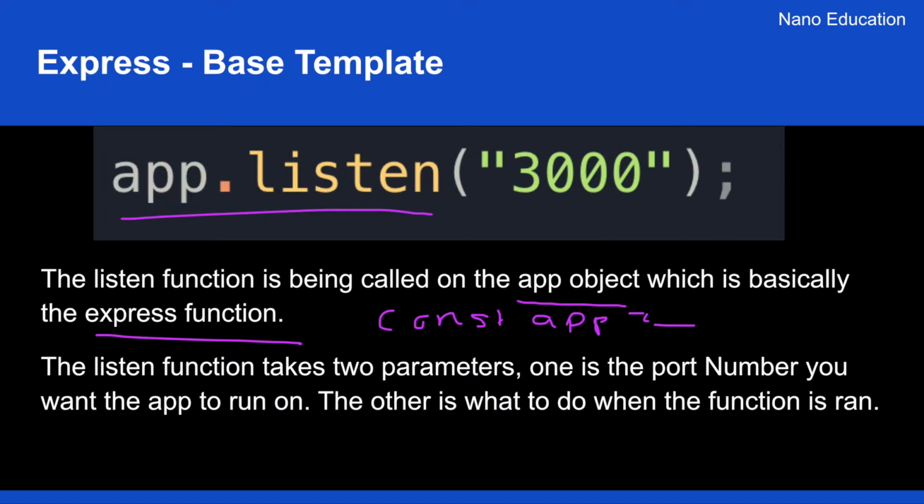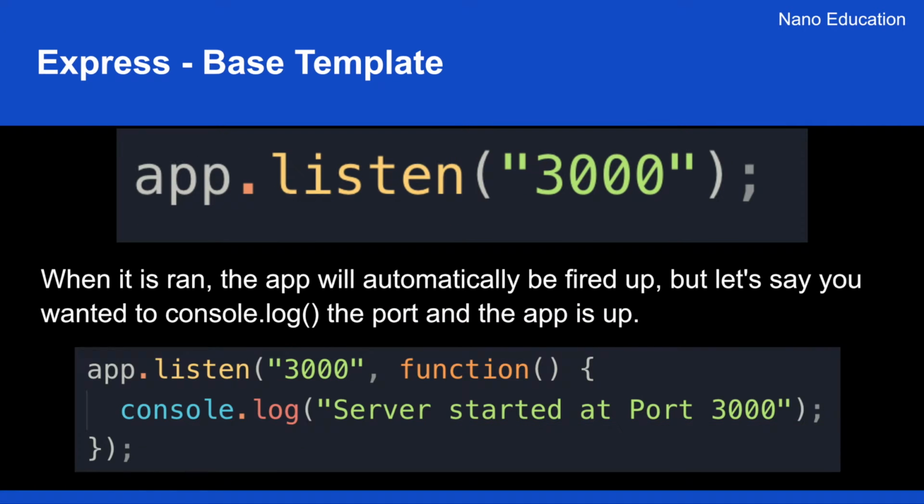The listen function takes 2 parameters, but we're only assigning 1 right now. Clearly, we can see that we only have 3000. We don't have anything else. But once we do, you'll learn that. The other is what to do when the function is run. So this is what basically it is.